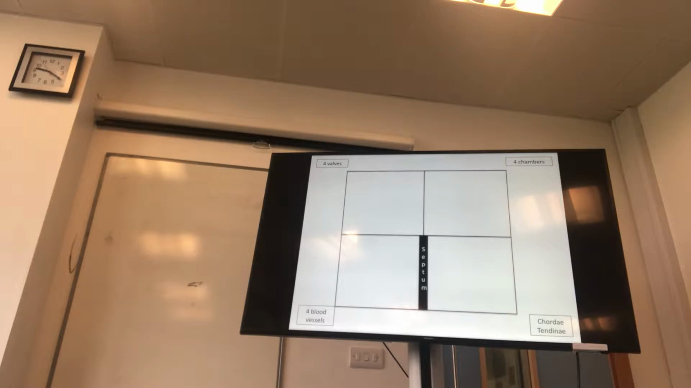Wait, so which one is it? So this one is the tricuspid, because we always try before we buy something.